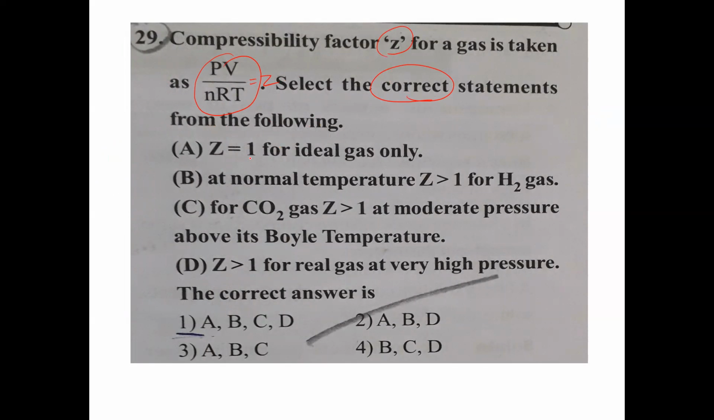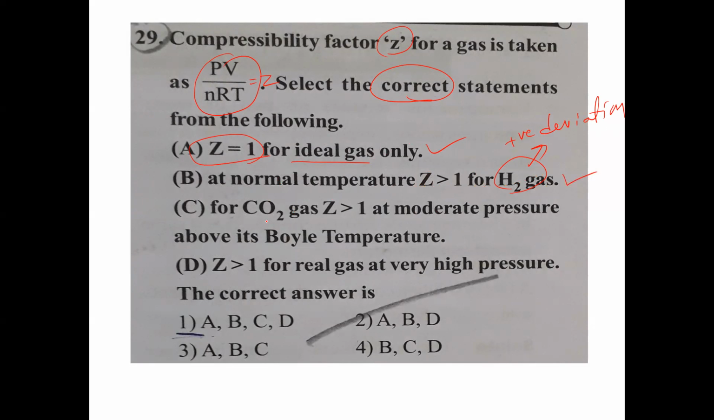Now, Z is equal to 1 for an ideal gas. Only, means for ideal gases the Z value will be only 1. That is the right statement, correct. And at normal temperature, generally, Z value is greater than 1 for hydrogen. Z value greater than 1 for hydrogen means positive deviation will be shown here. Hydrogen and helium always show positive deviation only. Z value will be greater than 1 only for these gases, hydrogen and helium. So it is also a true statement.